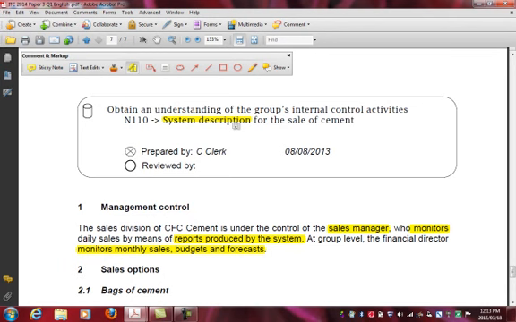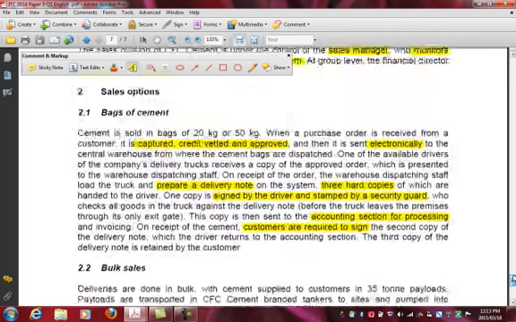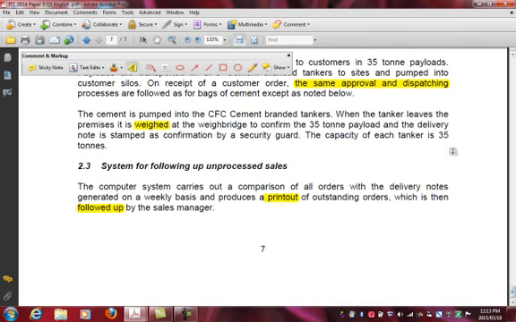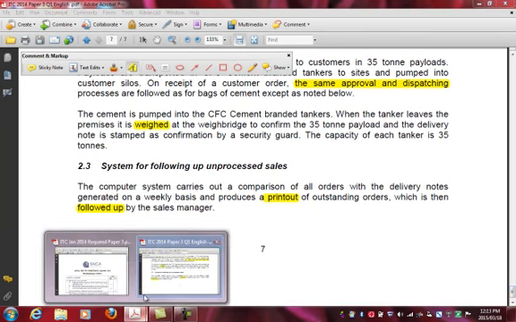If you're asked to discuss the control risks, you're actually looking at both. What is good about the system as well as what are the weaknesses in this system. Okay. Let's have a look at the required.